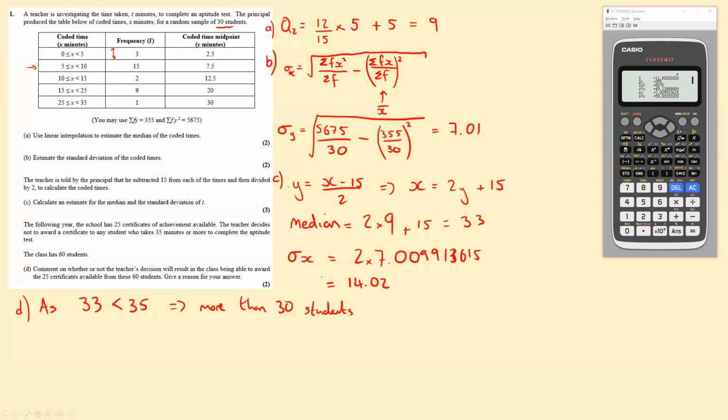But it basically comes out to be 36 students. Let me just check, is that right? Yeah. So it'd be 36 students that would actually need these, and you can do that kind of properly.